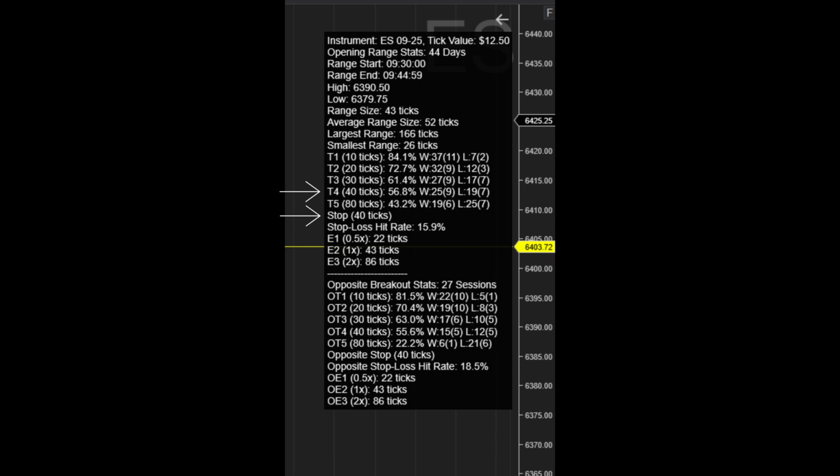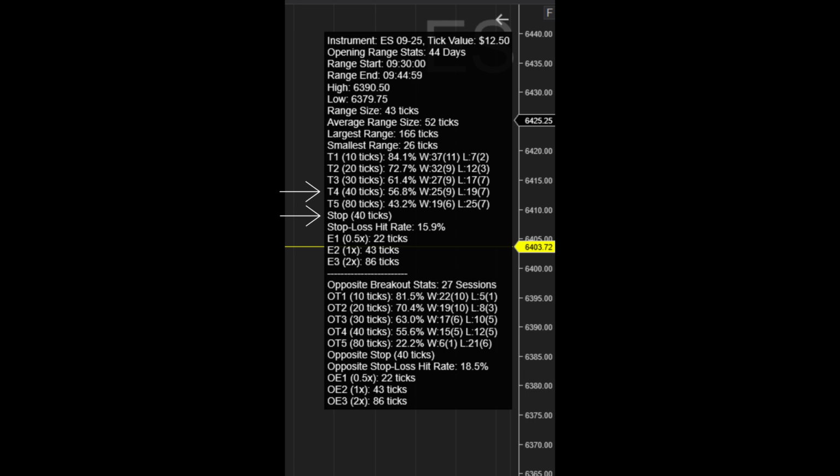And it has a 56.8% win rate, with a total of 25 wins and 19 losses. So it's pretty much even right across the board. It is still net positive, but what this will do for you is give you an idea of win rate compared to your risk reward and how they compare to each other.